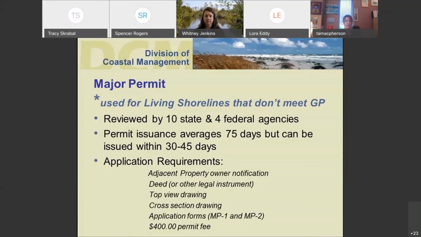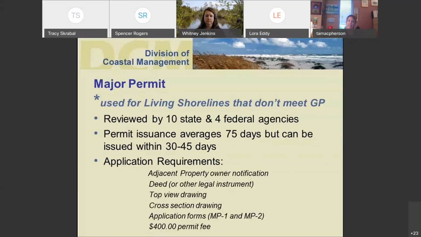There's a note that says it can be issued within 30 or 45 days. You can cross that out because right now permits are taking 75 to 90 days at least. The Corps of Engineers is very, very busy with permits coming in as we are, and things just aren't getting out as quickly right now with the number of projects that are coming in.